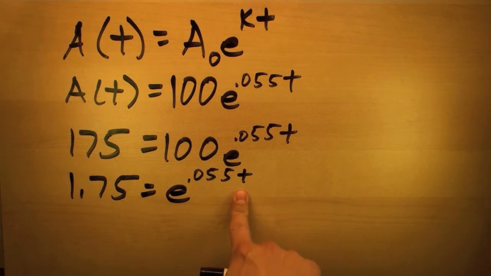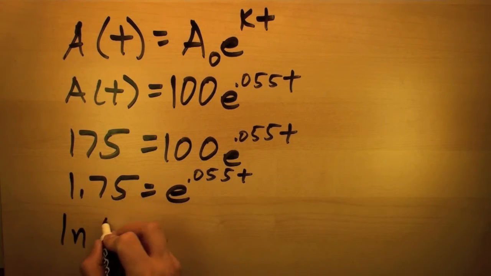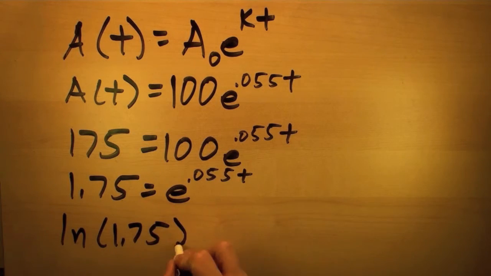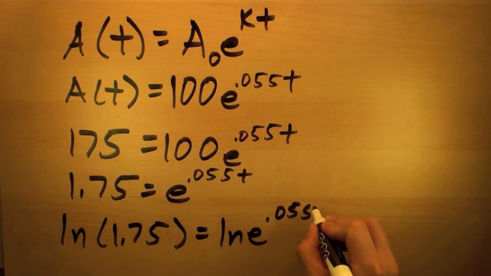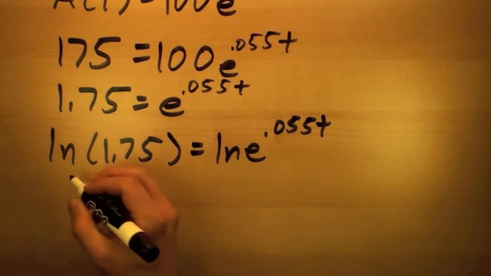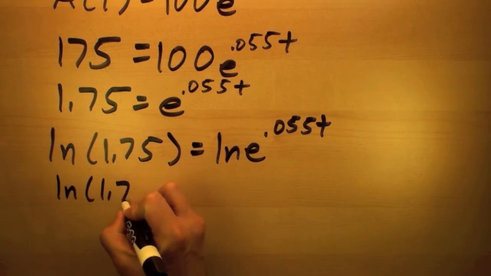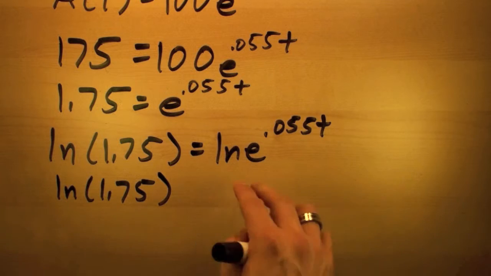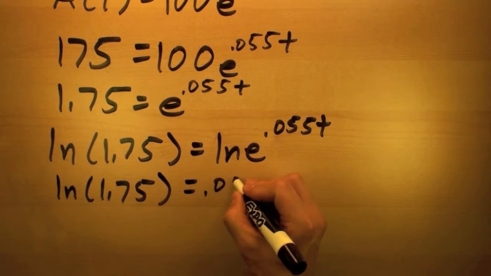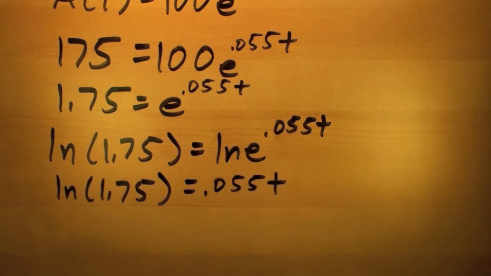Now, if we want to get this variable out of the exponent, we're going to have to take the natural log of both sides. So on the left, we get the natural log of 1.75 equals the natural log of e to the 0.055 t. And we keep in mind that natural log and exponential base e are inverses of each other. So on the right, we just get 0.055 t.